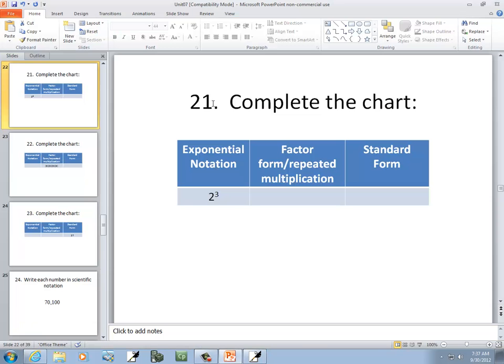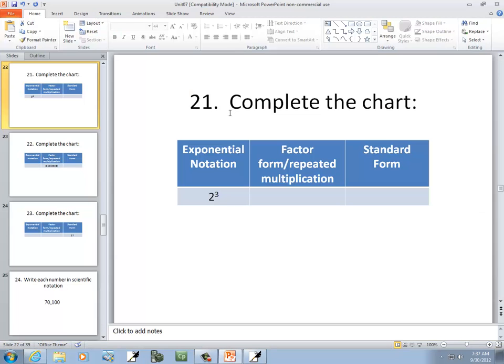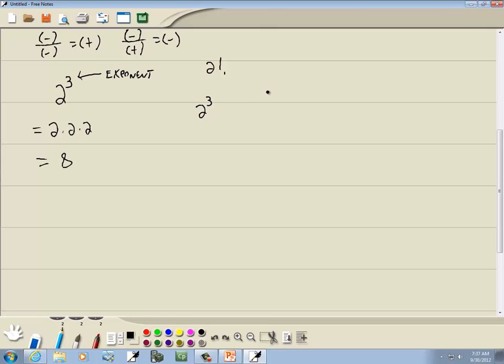Number 21. We want to complete this table. They say exponential notation. Oh, I already did that one. 2 to the 3rd. Then it says factor form, repeated multiplication. So factor form, well, that's our 2 times 2 times 2. And then our standard form over here is you go ahead and multiply them together. 2 times 2 times 2 is 8. And those will be our answers.